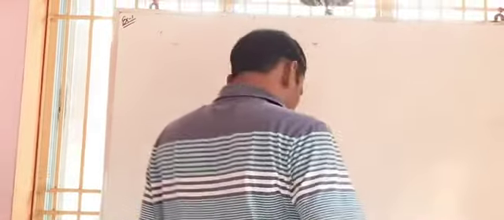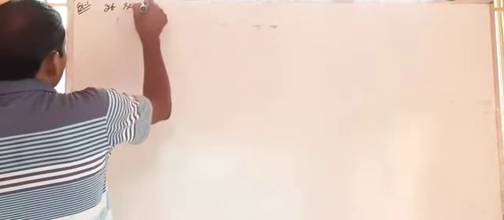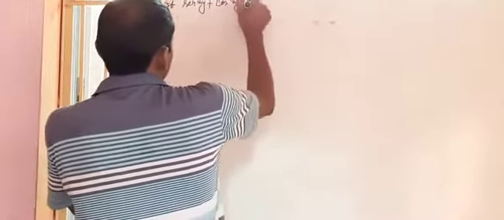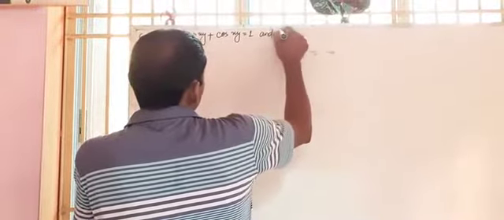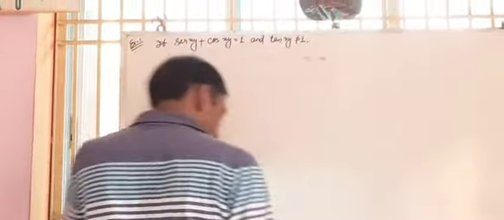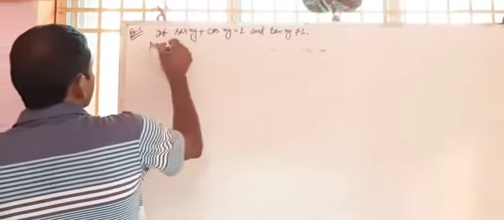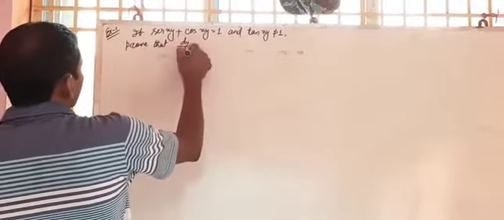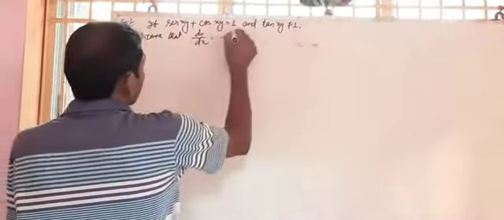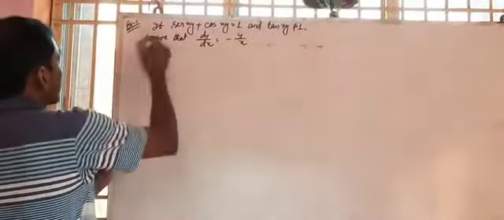Now let us solve some more examples which are not in your textbook. Here example 1. Write the question: if sin xy plus cos xy equals 1, and tan xy is not equal to 1, then prove that dy by dx equals minus y by x. So your proof is like this.